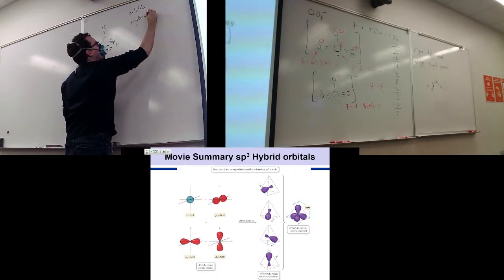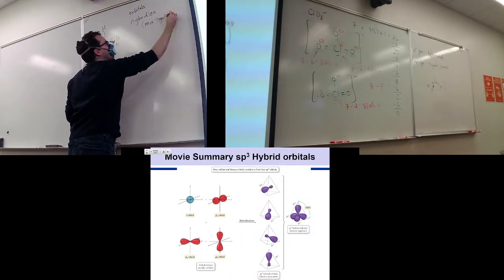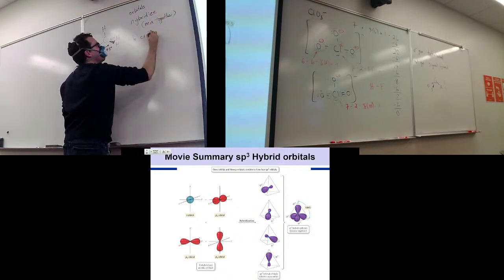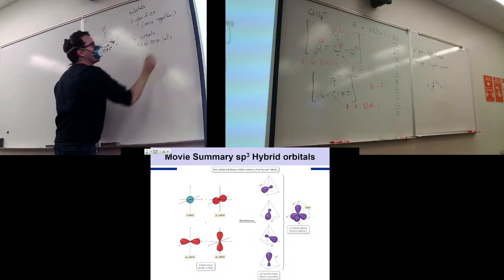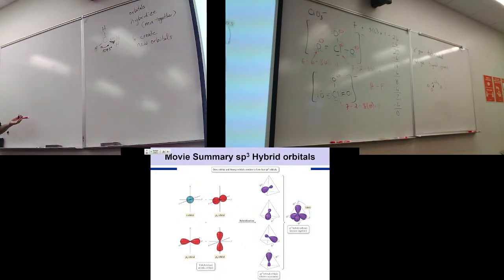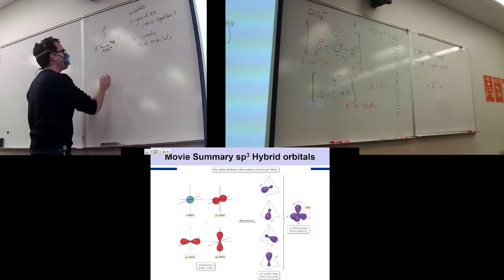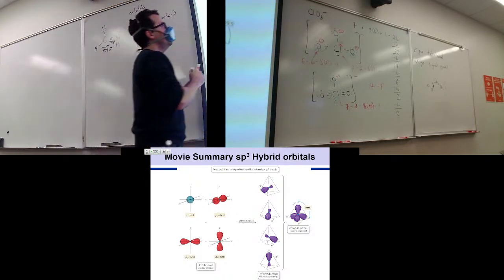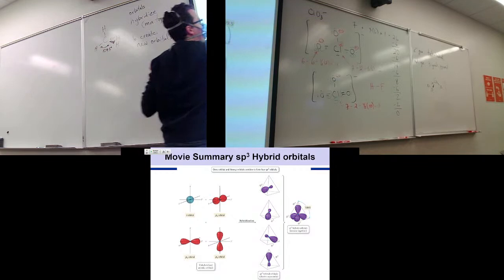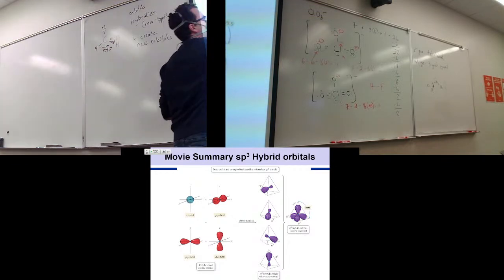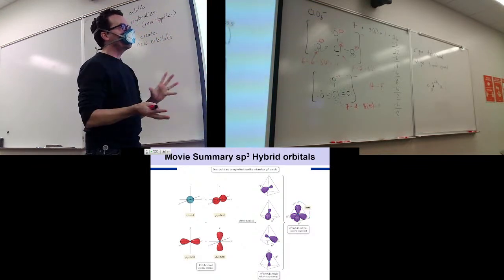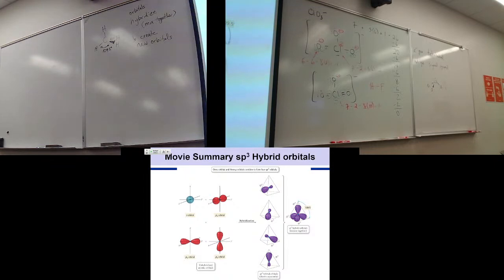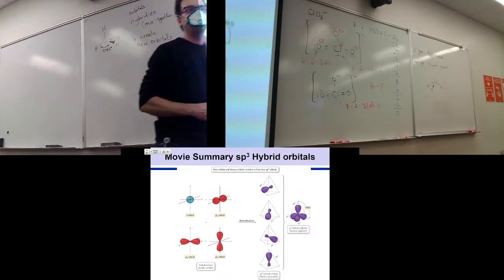That's the term we use, which basically means mix together to create new orbitals. And these new orbitals are called hybrid orbitals. So we have the s orbital on the carbon, and we have the p orbitals on the carbon, right? This is the 2s, these are the 2p orbitals. What these 4 orbitals together will do is mix together and create what are called sp3 hybrid orbitals.